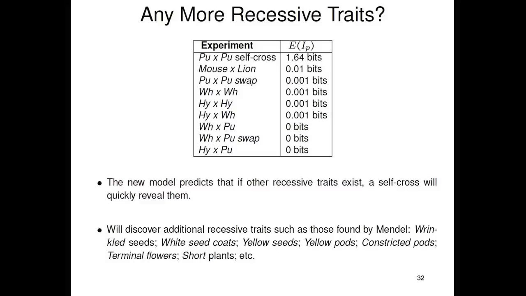So basically, if there are any more traits, according to this model, they would be hidden within, I guess what you would call heterozygous in the purple background. But according to this model, they should be revealed by simply doing the self-cross. So it describes strong information yield because this would be expected to flush out into the open any traits that would also follow this model. So the point being that the expectation potential information metric is always leading to more experiments that would reveal more aspects of genetics.